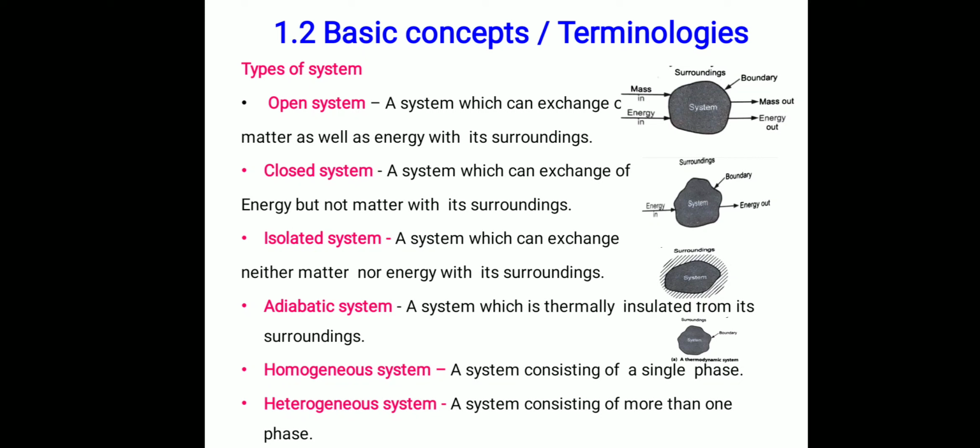And there are two other types of system, homogeneous and heterogeneous systems. A system consisting of a single phase is called a homogeneous system, and a system consisting of more than one phase is called a heterogeneous system. So hetero means different or more than one.